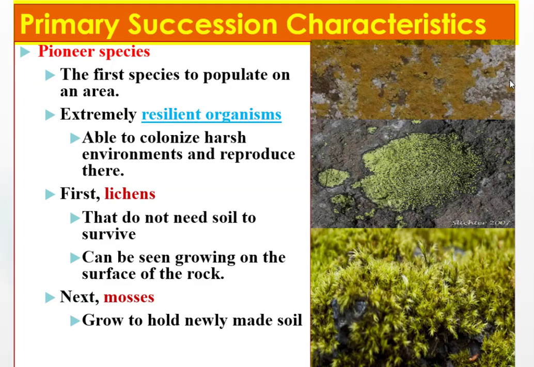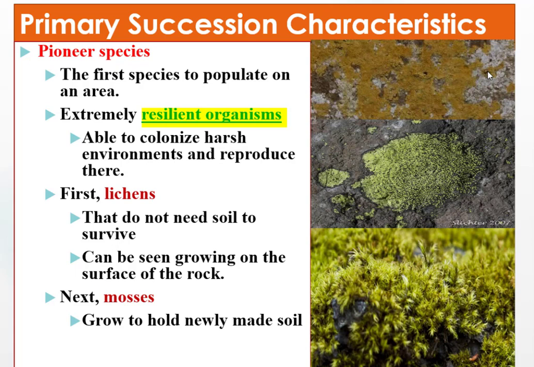Let us study the characteristics of primary succession. Primary succession has its own pioneer species. These pioneer species are the first species that populate an area that has never been colonized before. Since these organisms are highly resistant to harsh conditions, we call them extremely resilient organisms. Since they are resilient, they are able to colonize a harsh environment and reproduce there.